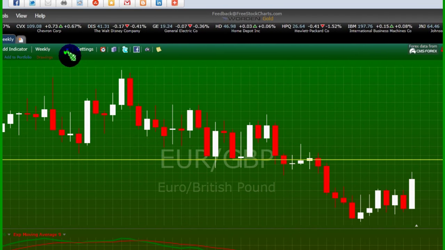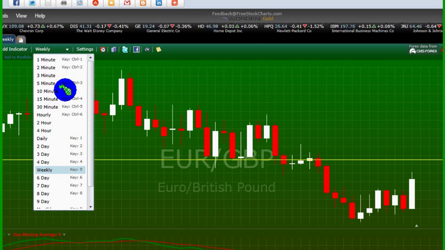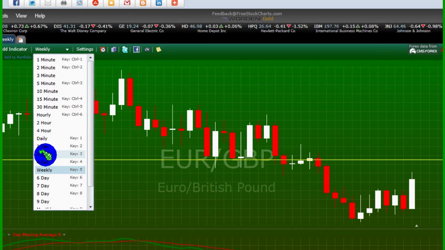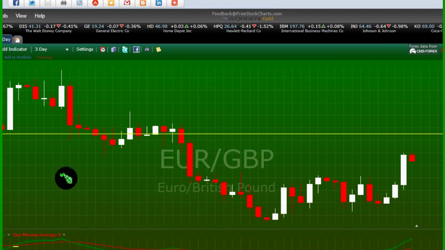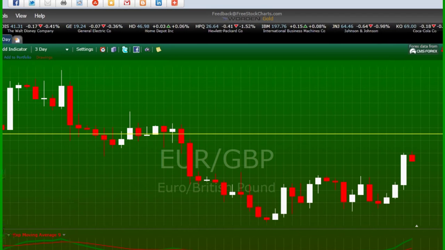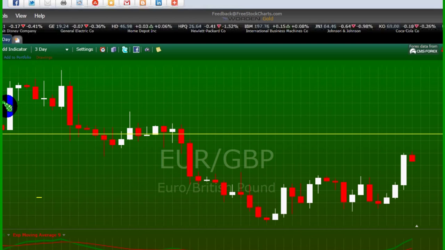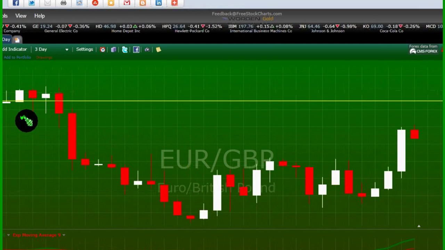We draw all the key levels. I'm going to change my time frame. Instead of using a weekly chart to demonstrate this strategy, I will use the 3 days chart, 1, 2, 3, 3 days chart, to demonstrate the MACD below the zero line and MACD above the zero line.